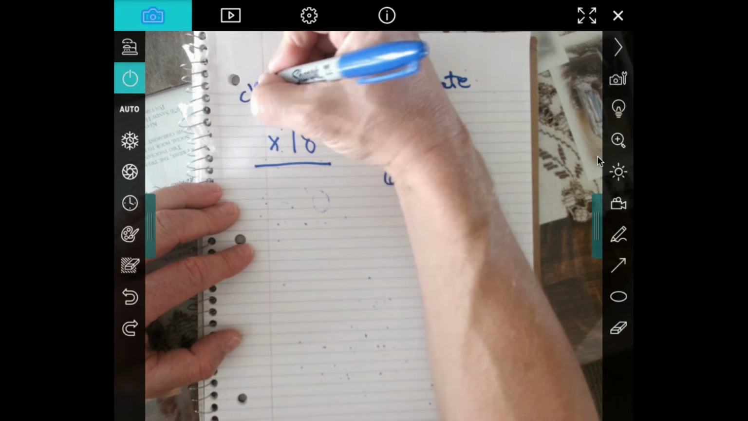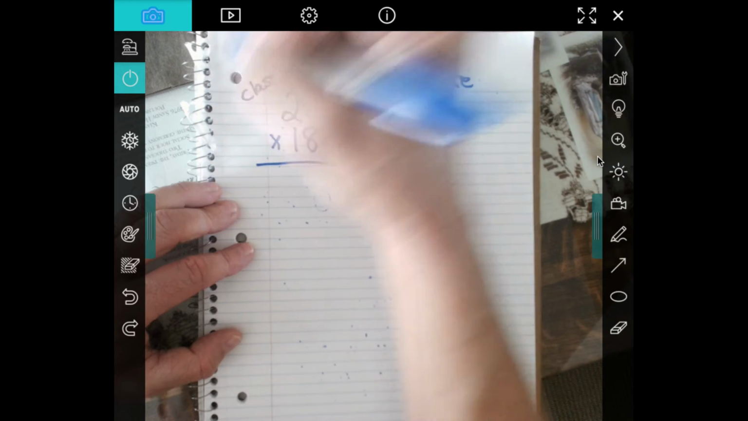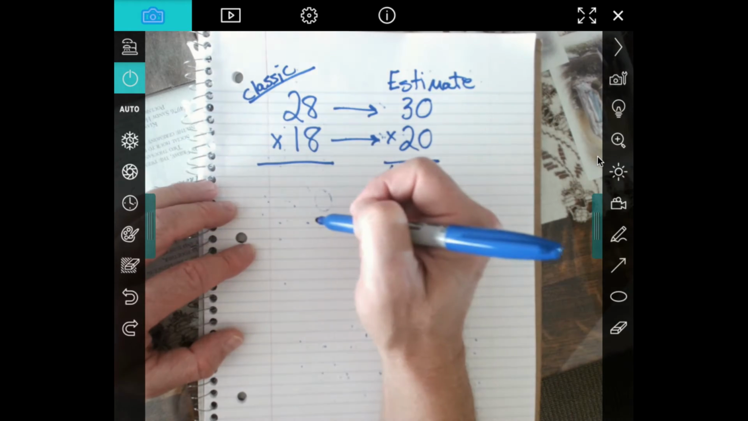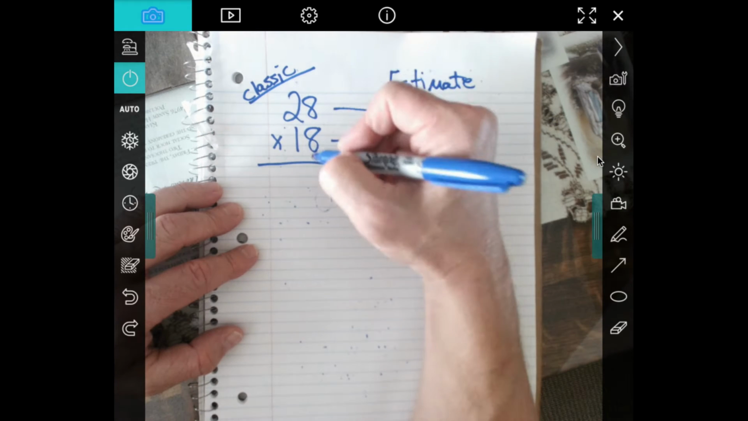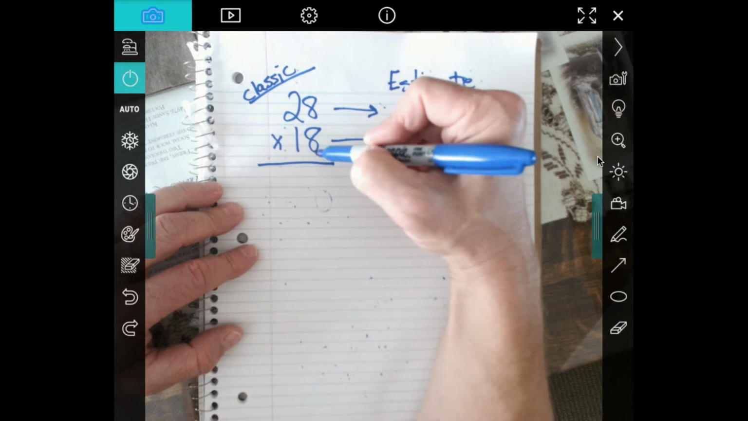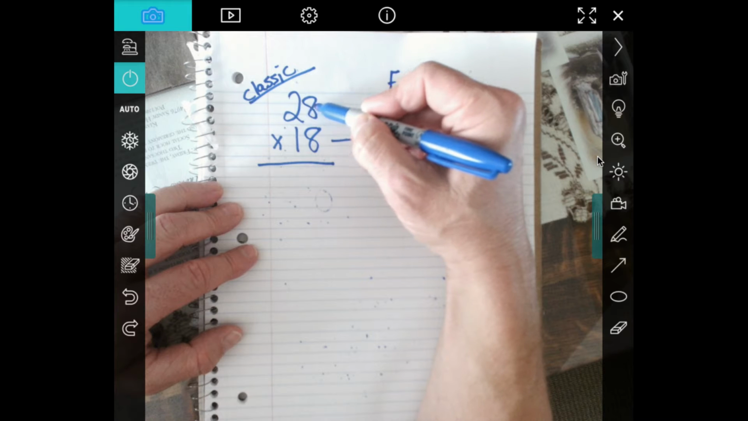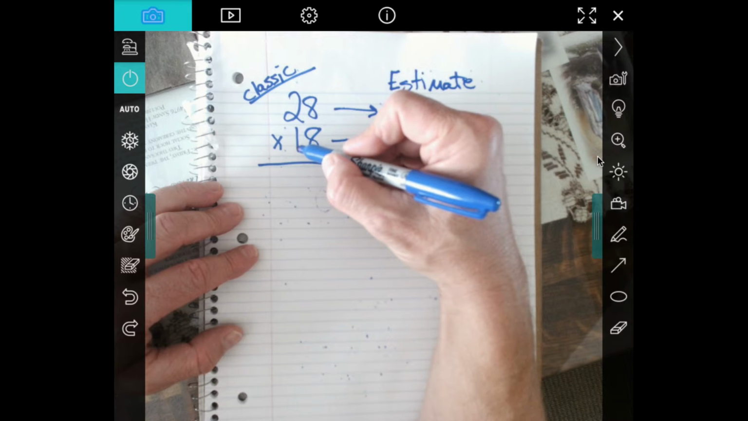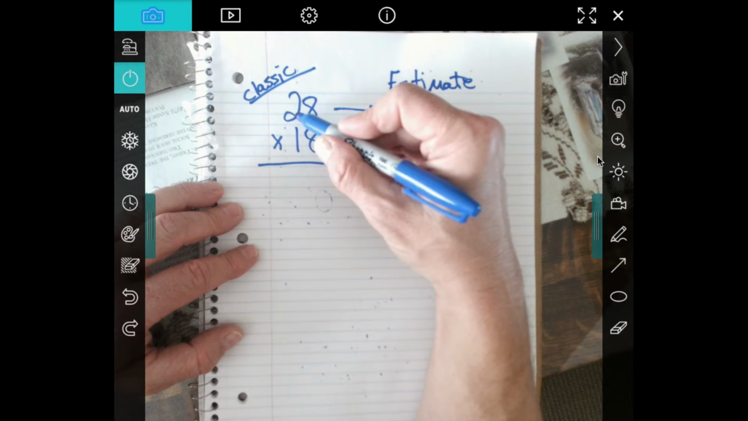Well, first I'm going to show you the classic method. This is the method that we're supposed to teach in 5th grade. So what you would do here is you would multiply the 8 times the 28, and then you would multiply the 1, which is not really a 1. I'll explain that in a moment. Then you would multiply the 1 by the 28.